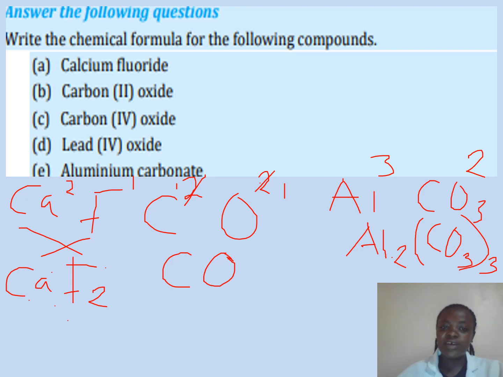It is very easy to write the chemical formulas of compounds. So we only need to know the symbols and the valences. Then if we have a common factor, we simplify and we interchange those valences.